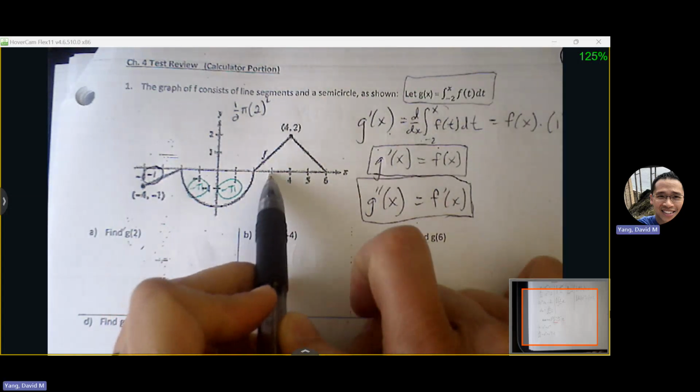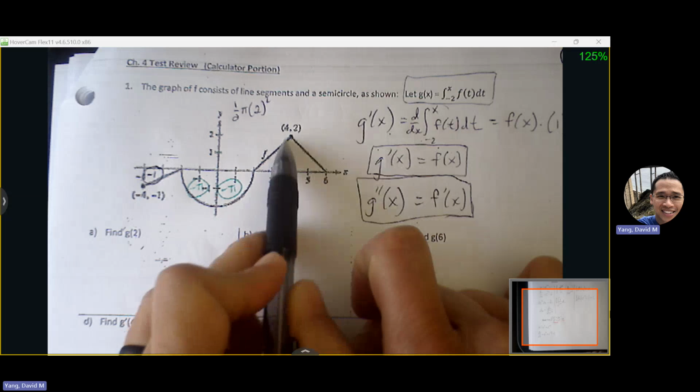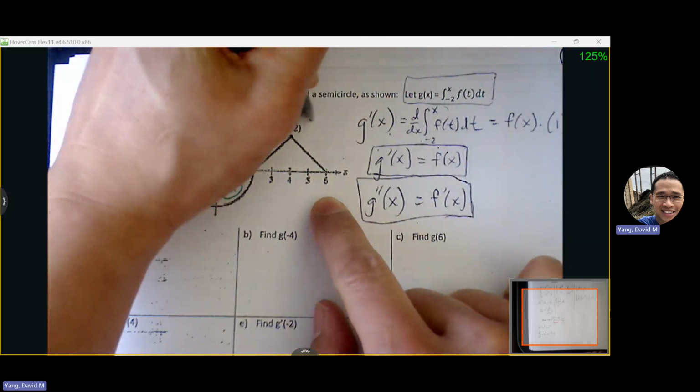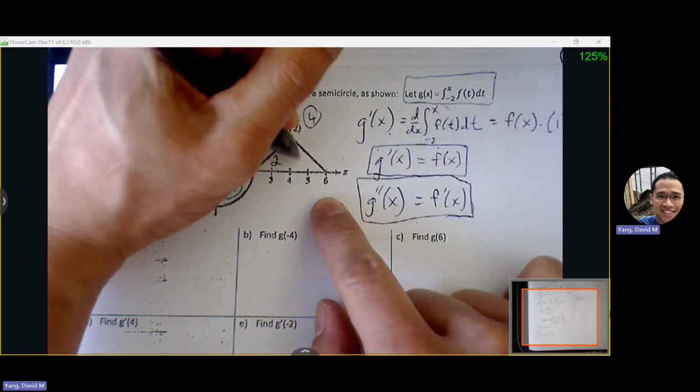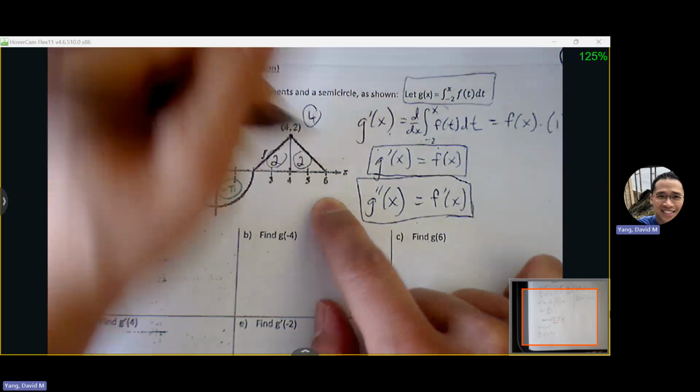1/2 base times height. 1, 2, 3, 4. 4 times 2 is 8. 8 divided by 2 is 4. So I'm going to split 4 up into 2 triangles there, 2 and 2.